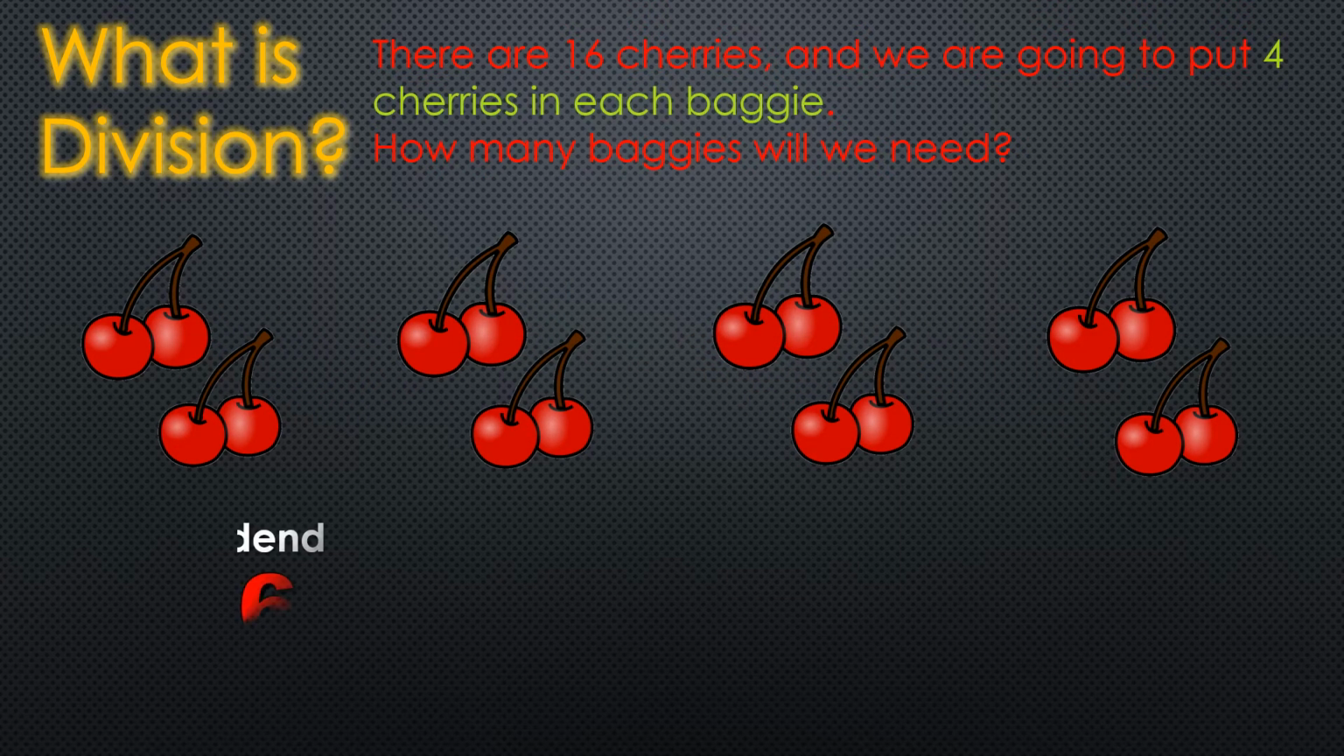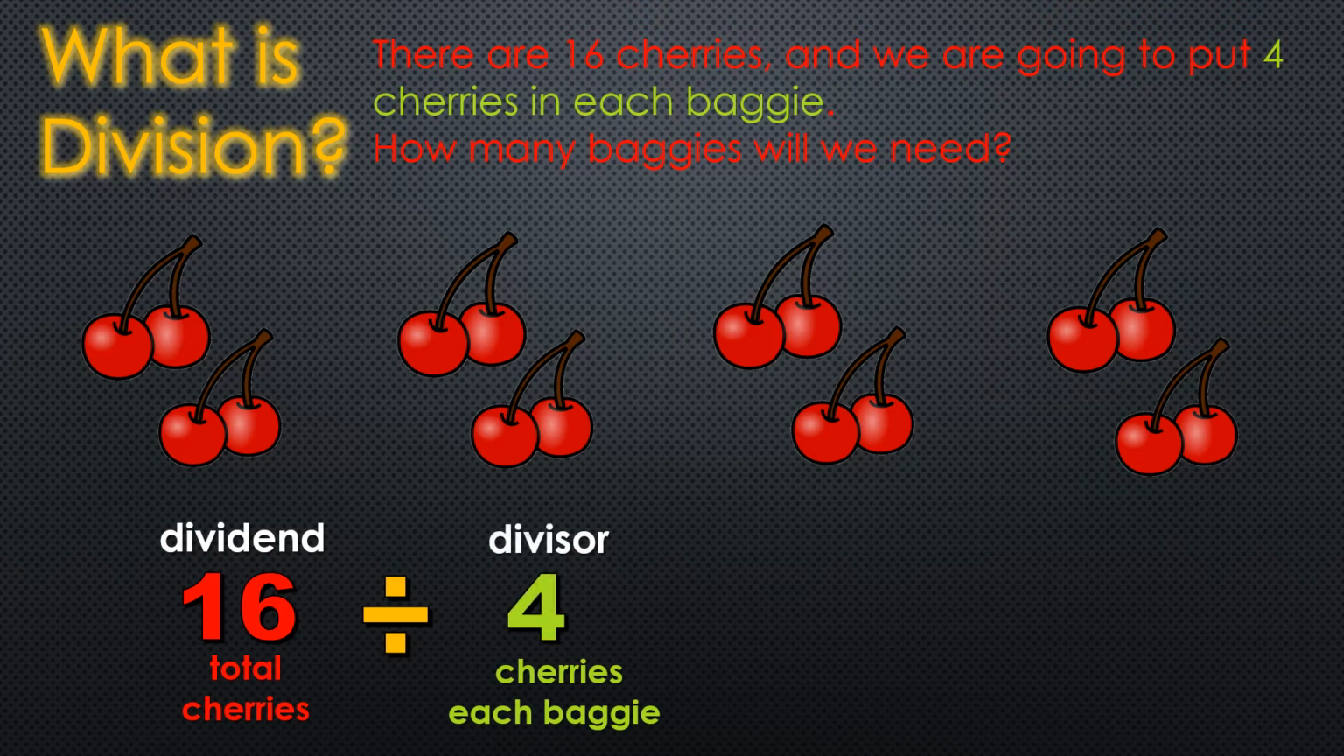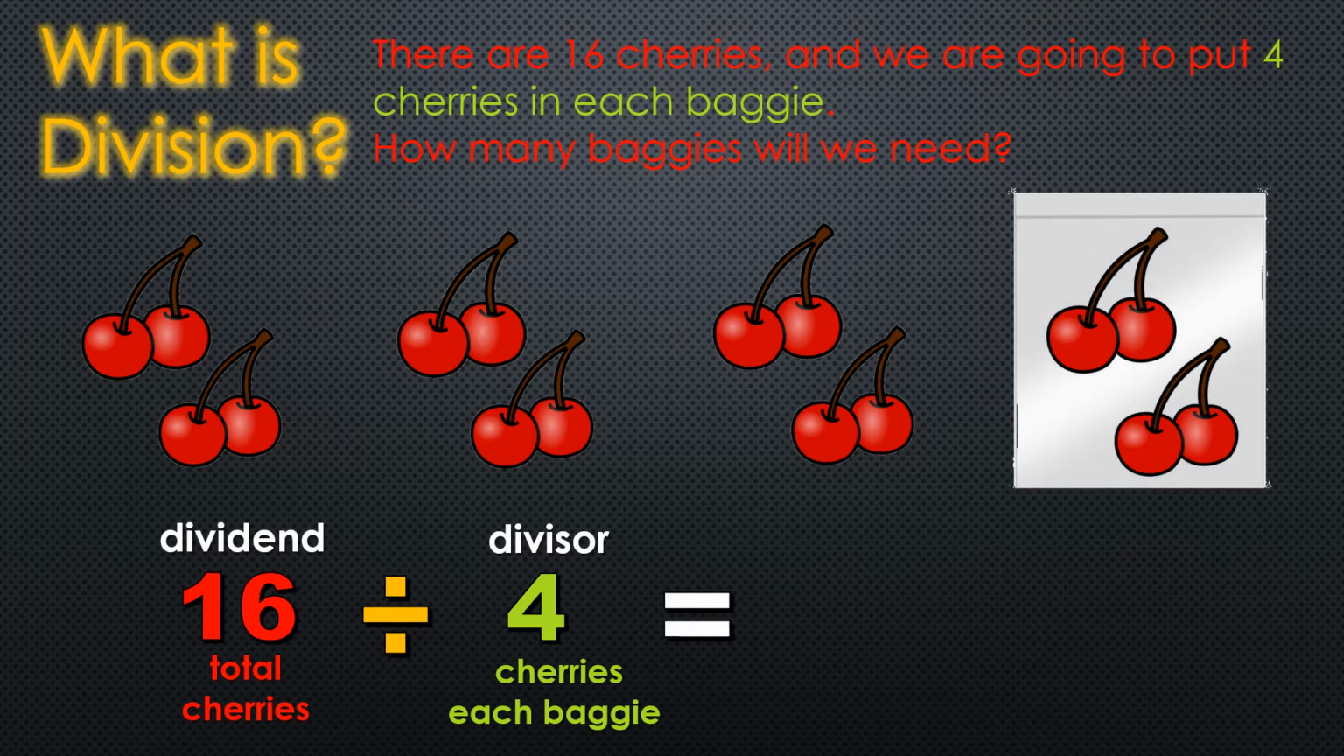So each baggie is going to have 4 in each. So we're starting with our total cherries. There's 16 cherries. We're going to divide them or share them equally into baggies with 4 cherries in each baggie. So we know how many objects are in each group. So again, remember, we have to know our total. We have to either know our number in each group or the number of groups we have. So in this case, we know the number in each group. So we can decide how many baggies we have.